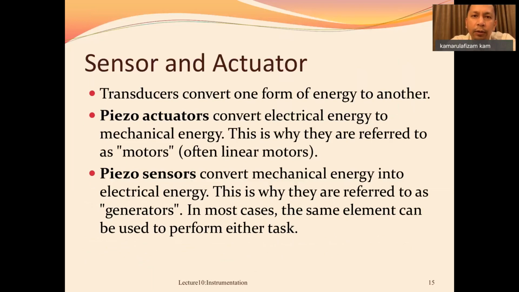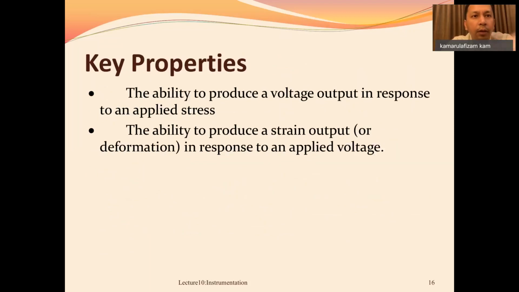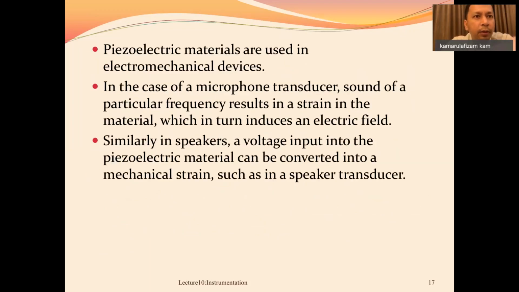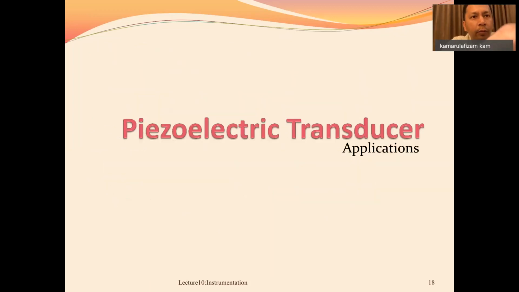Just now I mentioned one of the examples, and now as a speaker. Here they say piezo actuators convert electrical energy to mechanical energy, for example speaker. Piezo sensors convert mechanical energy into electrical energy, for example microphone. I'll skip this one. We talked about this microphone and speaker thing.